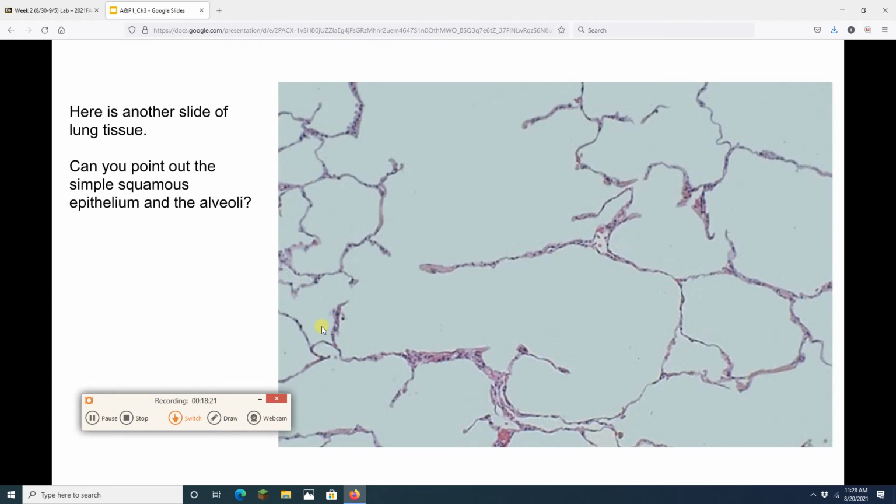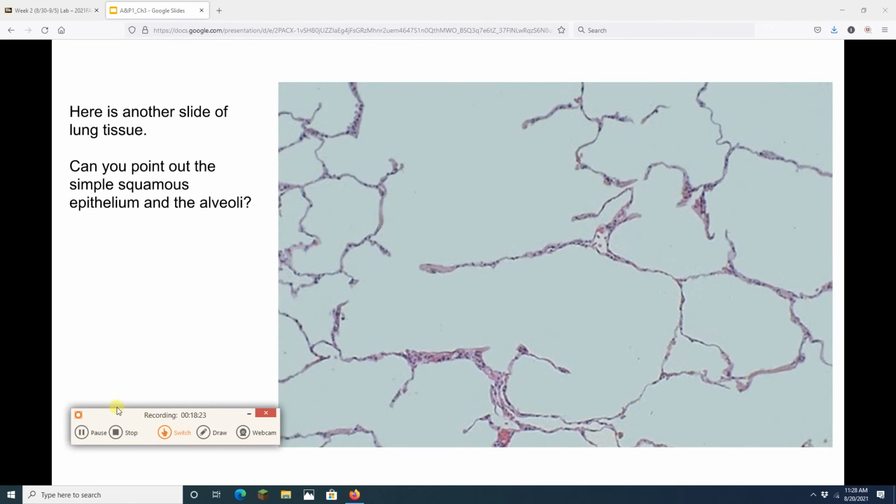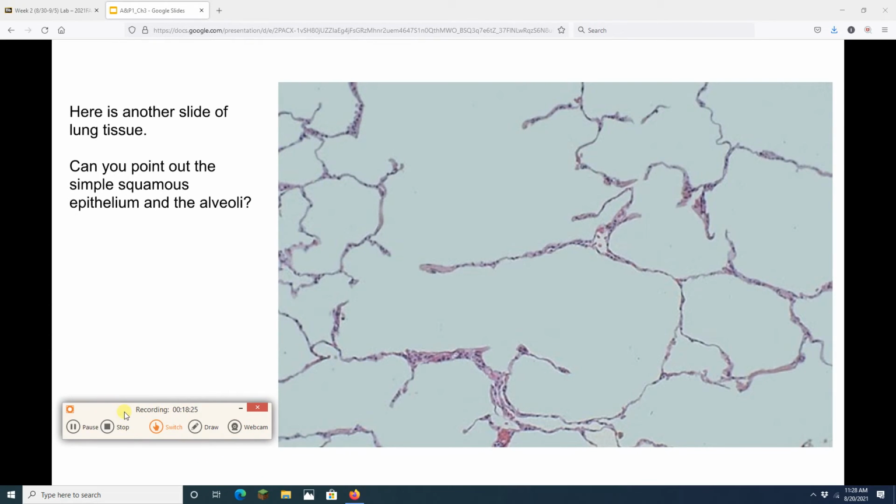Okay, here is another slide of lung tissue. I want you to point out simple squamous epithelium. I want you to point out at least one or two alveoli. So pause this if you need to. Point them out.